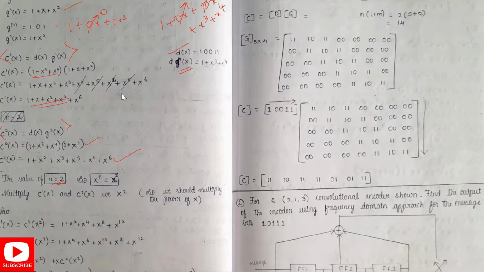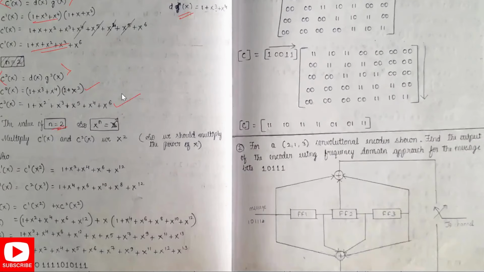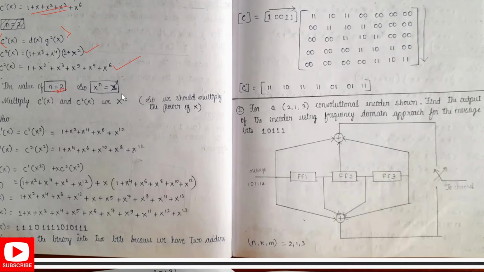Then we have to multiply c1 and c2 with x square. On multiplying, we should multiply the power of x to that. For each of these equations, you have to multiply by x square and you will get the final equation: c of x is given by c1 of x square plus x into c2 of x square.